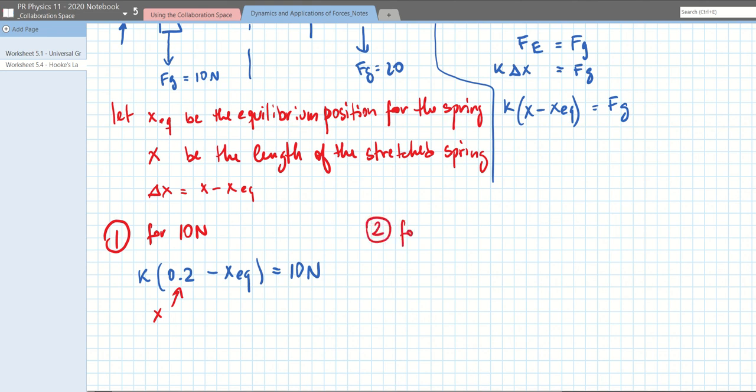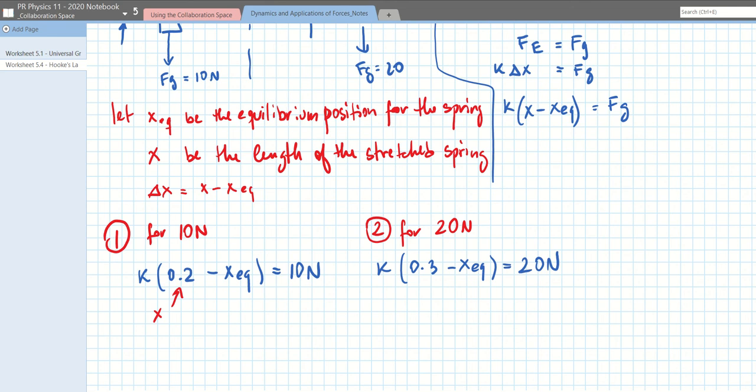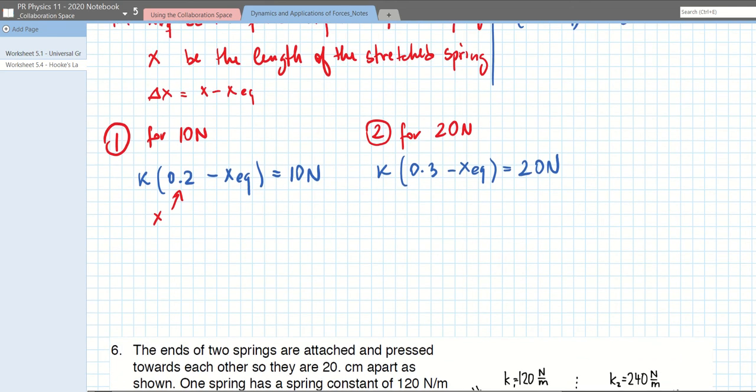And then for the other case, number 2, for the 20 newtons force, we will have a very similar equation. The only difference again is going to be the stretched length. Our x value is going to be 30 centimeters, which is 0.3 meters. So make sure you don't forget to change this to meters. And this equals the force of gravity of 20 newtons. So here we go. We got two equations, right? But notice here that the k value and the x equilibrium are unknown. So we have two equations, two unknowns, which is fine because we have enough equations to solve for both unknowns.